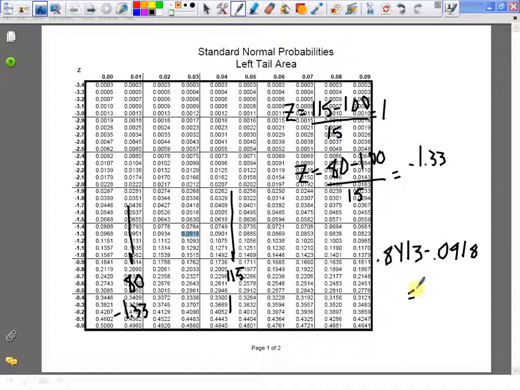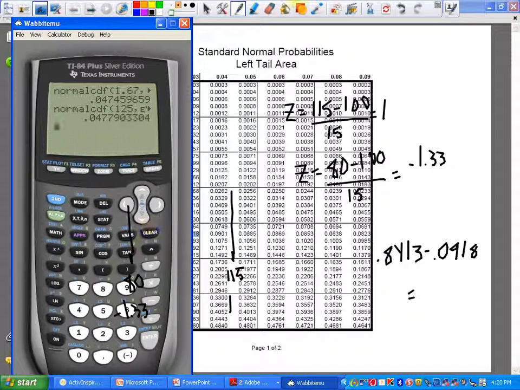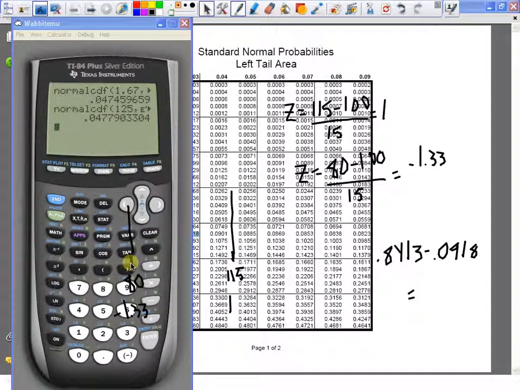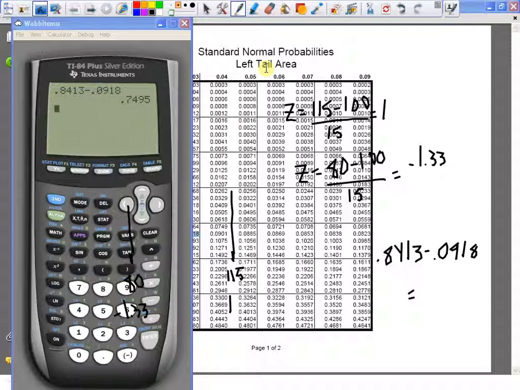And I'll get that from the calculator. Get that difference. So we have 0.8413 minus 0.0918. So that's our answer. That's the proportion in between. Almost 75%. Basically 75%. So I'll do 0.7495.